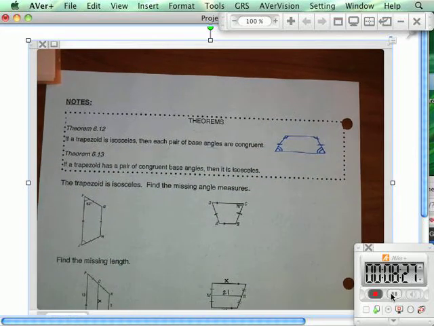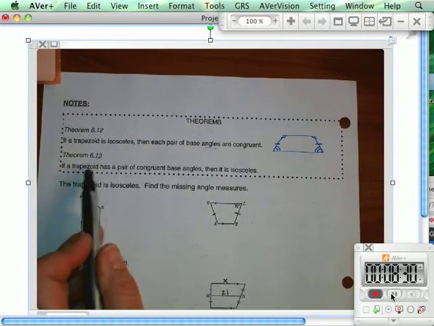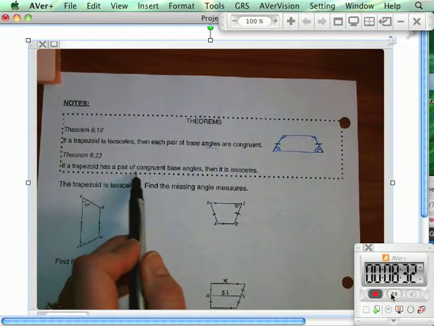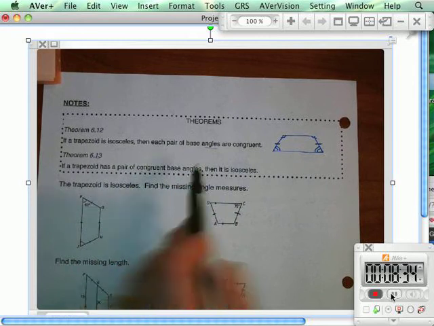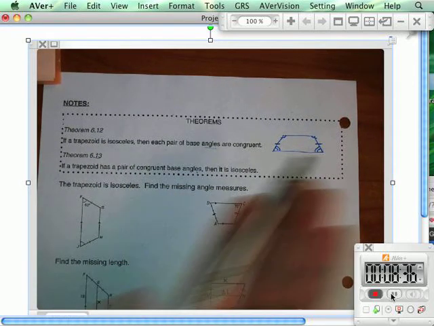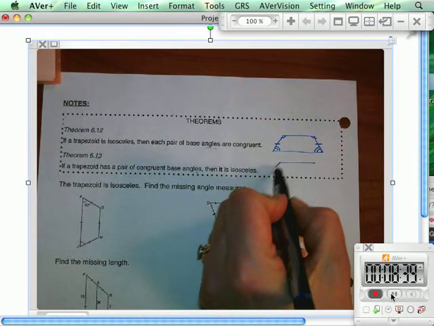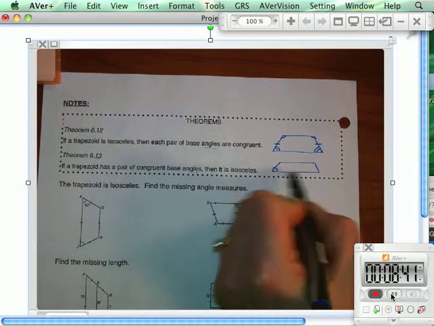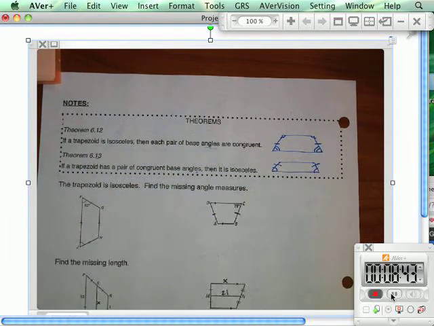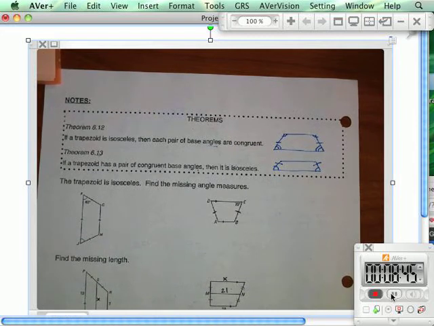So, 6.13: if a trapezoid has a pair of congruent base angles, then it is isosceles. It's basically just telling you, hey, if these angles are congruent, then it's an isosceles trapezoid. That's all it's saying.